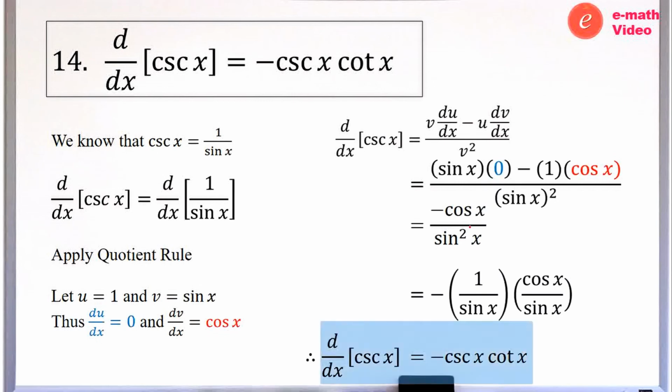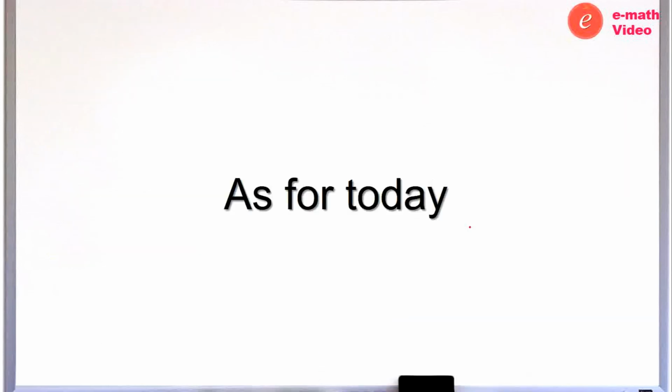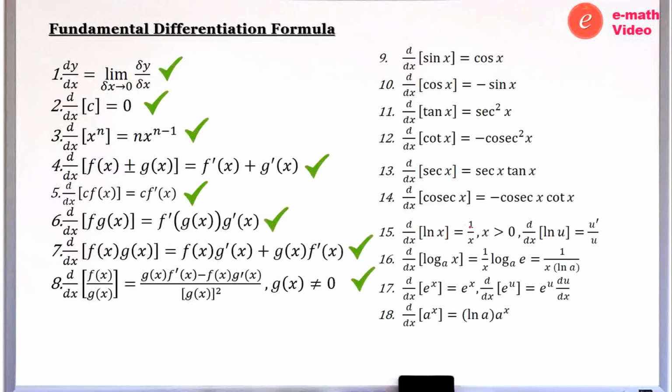Number 14, proven. As for today, we have proved the derivatives of all 6 trigonometric functions. We only have logarithmic and exponential functions left.